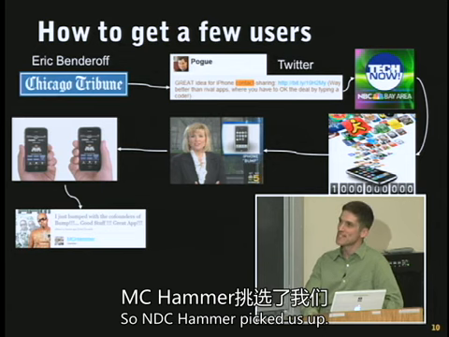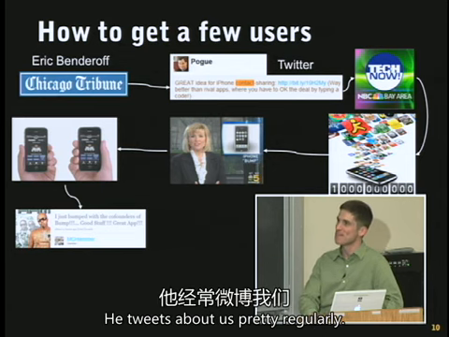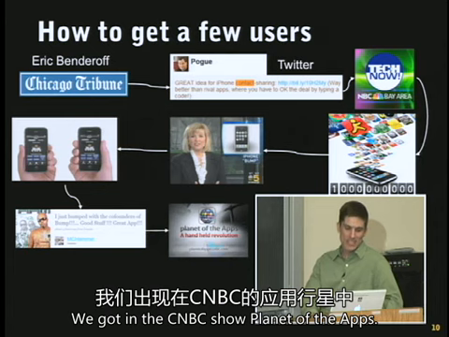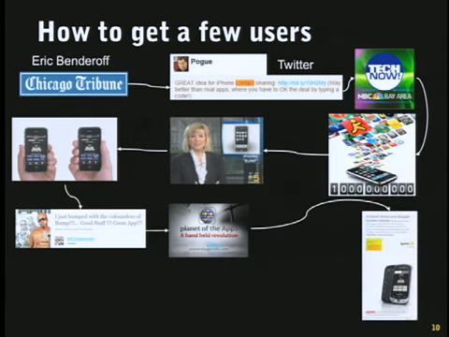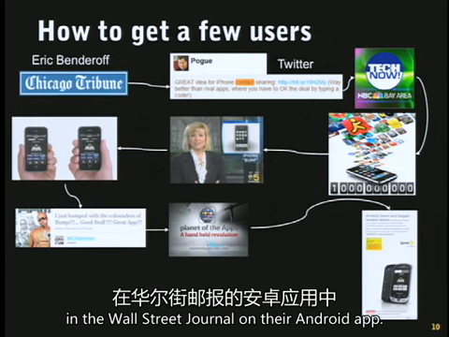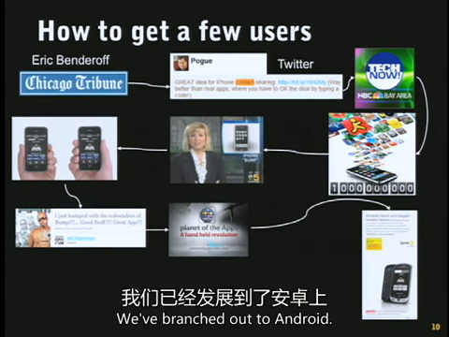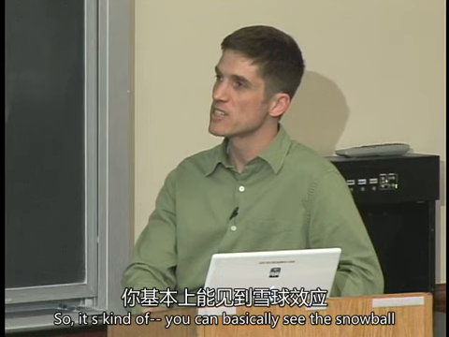MC Hammer picked us up. He tweets about us pretty regularly. We got on the CNBC show, Planet of the Apps. We just got a nice Sprint stuff in the Wall Street Journal on their Android app. We've branched out to Android. So you can basically see this snowball effect.